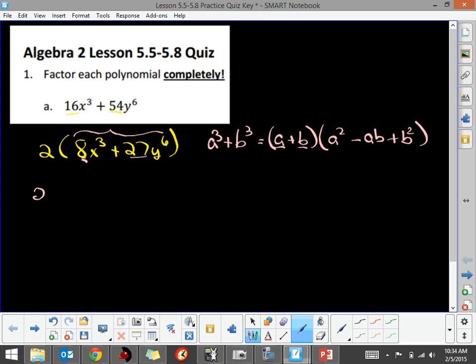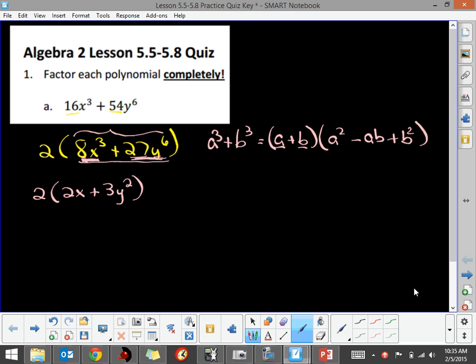So we already have the 2 that was factored out. We'll leave it out there. Now we're going to factor the sum of these two cubes. So I want to take the cube root of the first thing, which is the cube root of 8x cubed, which is 2x. Then I want to take the cube root of the second thing, which is 3y squared.